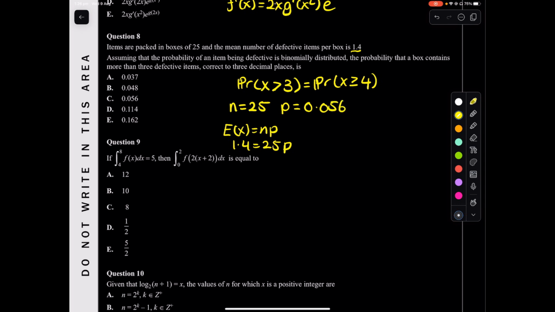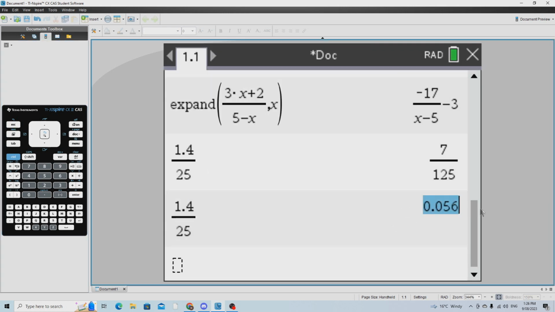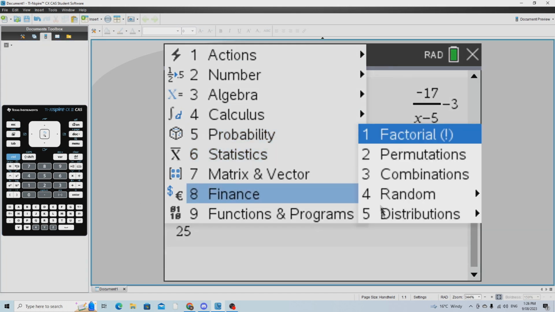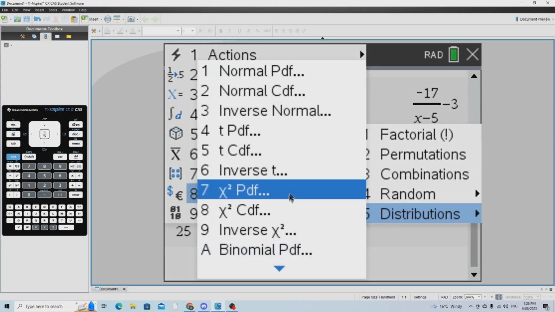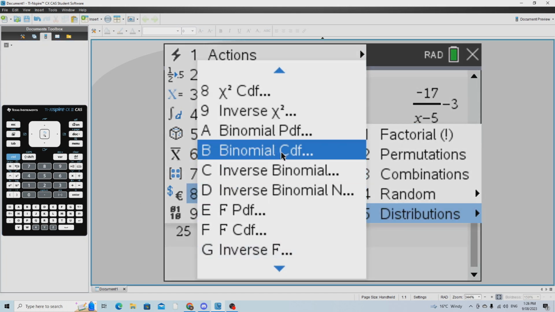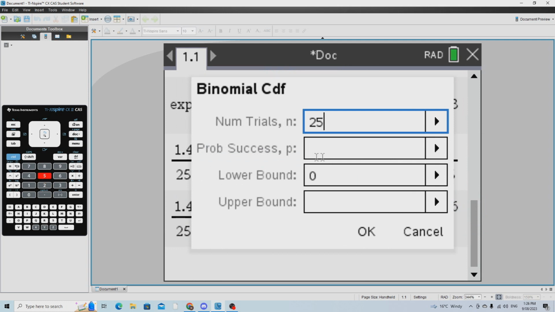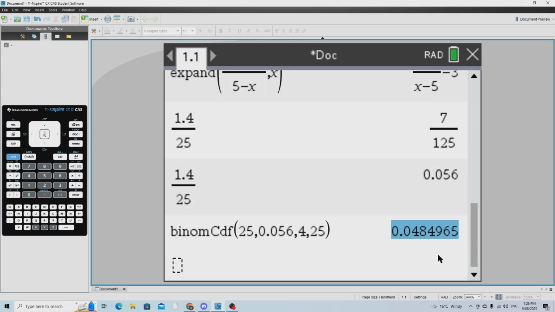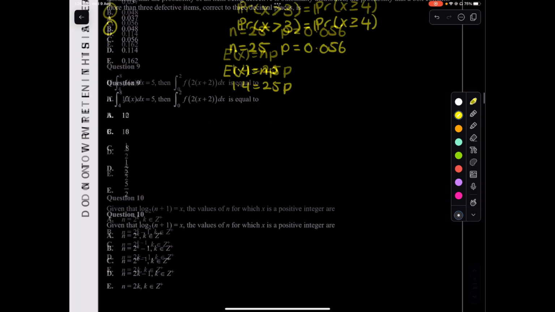So let's go on our calculator and go menu. I'm just going to copy this over here. Okay, so go on menu, go on probability distributions, and go on binomial CDF. Yep, so your number of trials is 25, probability of success is this, and your lower bound is 4 to 25. Okay, and we get this over here, 0.048. Which one's that? B is your answer.